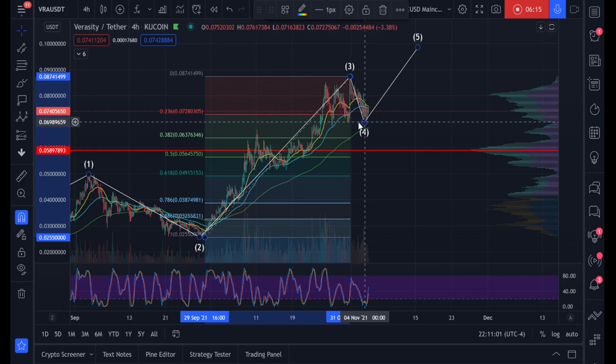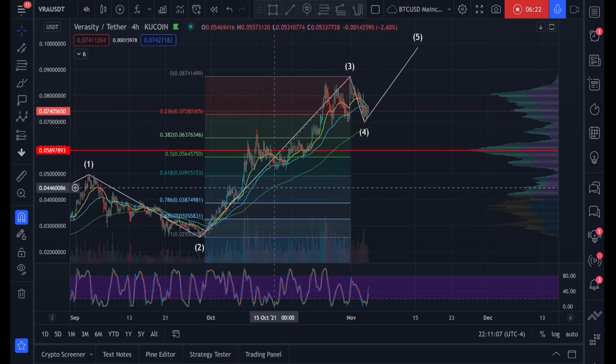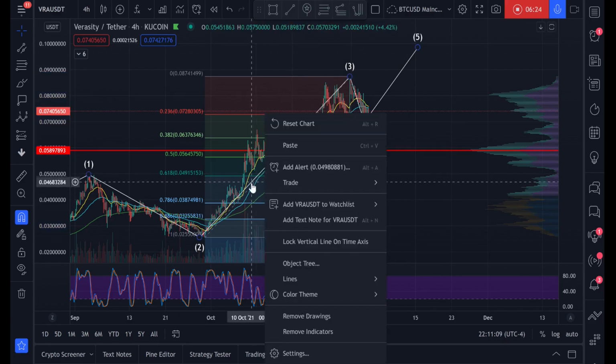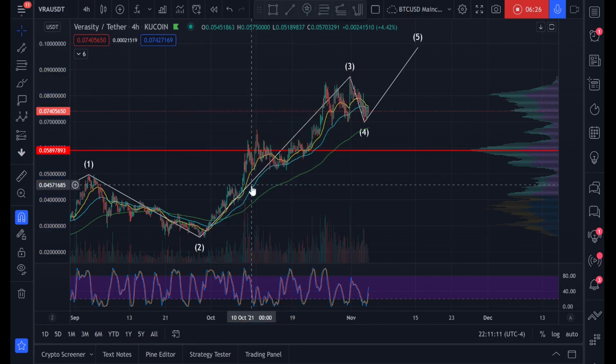So that is wave 4. That's a valid wave 4, okay? So now, given a valid count, because you can't make a prediction or a projection on wave 5, basically, which is what we're trying to do. We're trying to time the top.